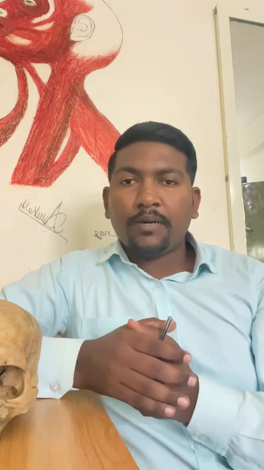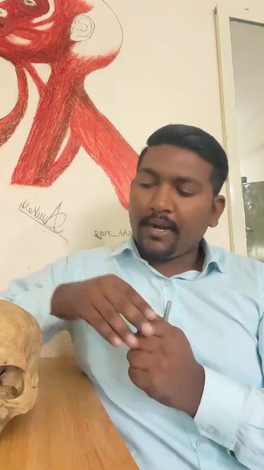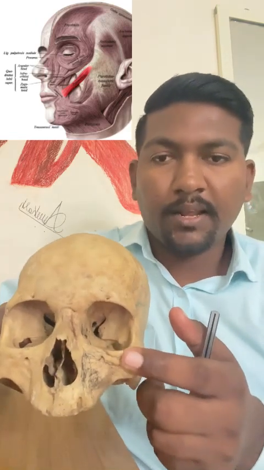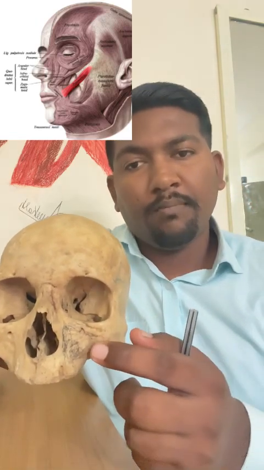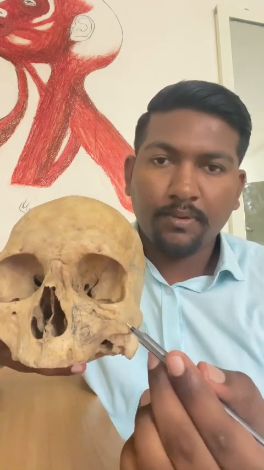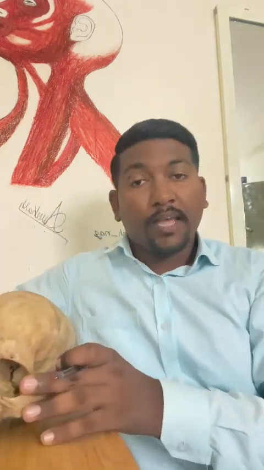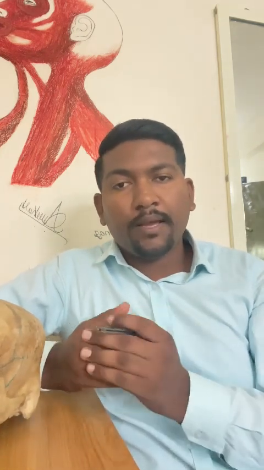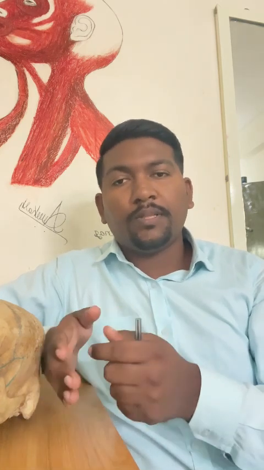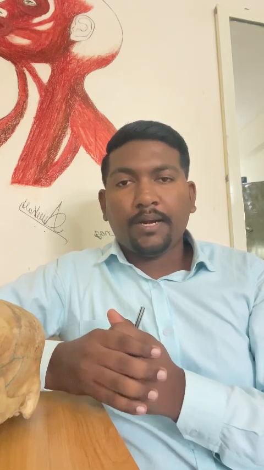Now coming to the zygomatic head, which arises from the malar bone. We can see this is the malar bone, just behind the zygomatico-maxillary suture. This is the zygomatico-maxillary suture. The zygomatic head of the levator labii superioris muscle arises from behind the zygomatico-maxillary suture and is inserted into the integument of the upper lip.